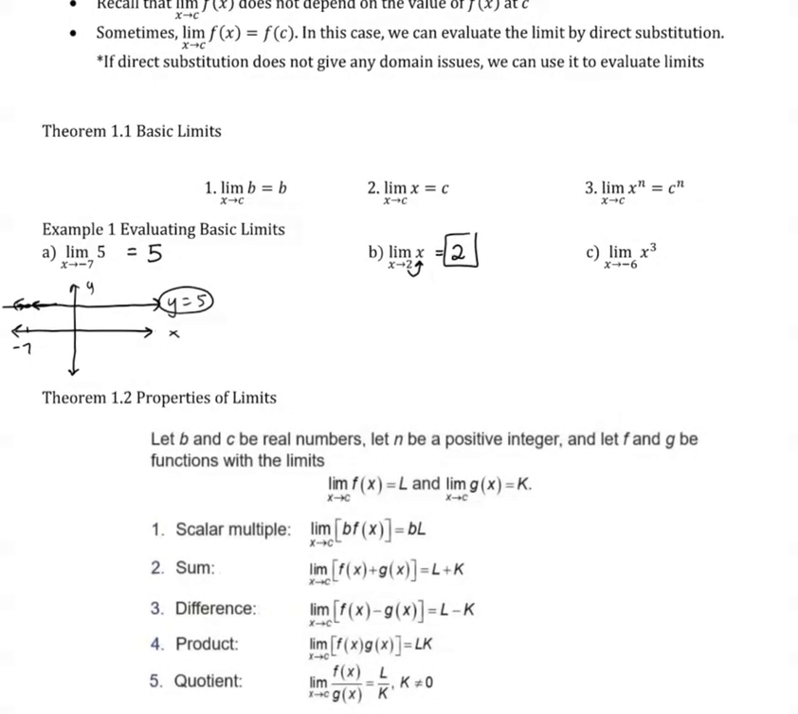In example 1c, I am again going to apply direct substitution. We're dealing with x cubed. We want to know what happens as x is getting close to -6. Well, let's see what happens if I just plug in -6. If I plug in -6 and cube it, we get -216. And that is the value for our limit.